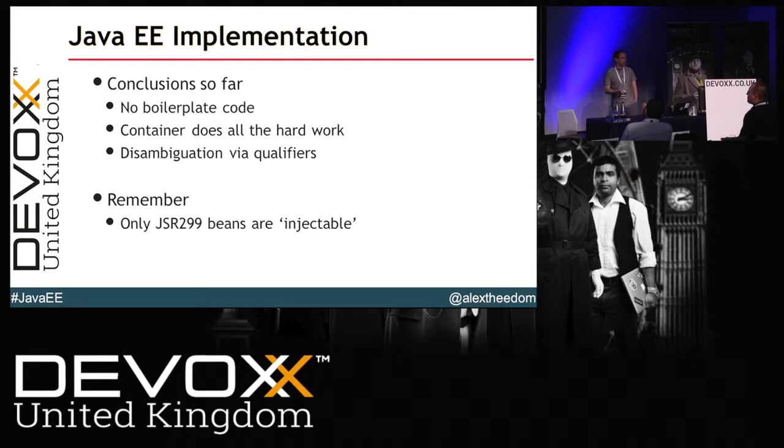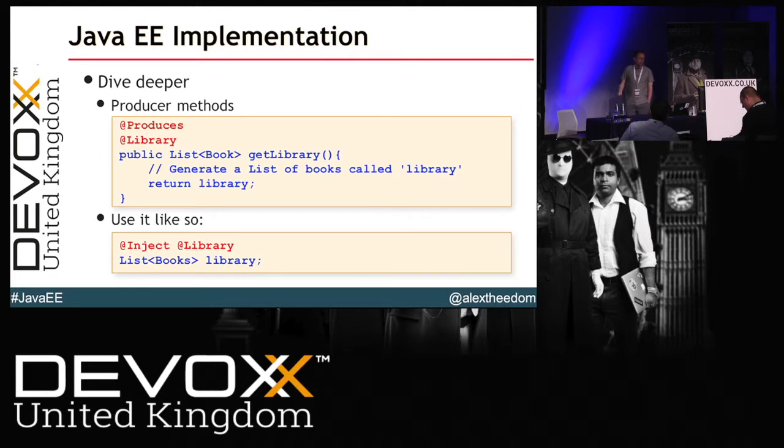However, that only applies to beans that conform to JSR 299. These beans that are compliant with JSR 299 are injectable. In short, JSR 299 says that a bean, a POJO, must be a concrete implementation and have a constructor with no arguments. There are more specifications, but basically that's it. What if we want to make an object injectable that is not compliant? No problem. We have a way of creating an object, any object. In this case, we're creating a list of books, and making this list of books injectable.